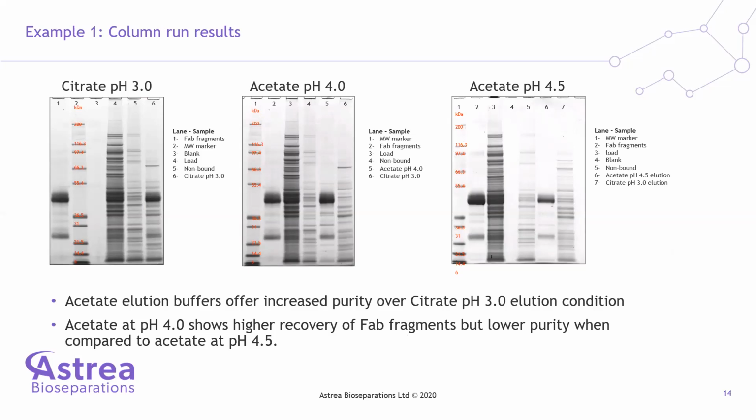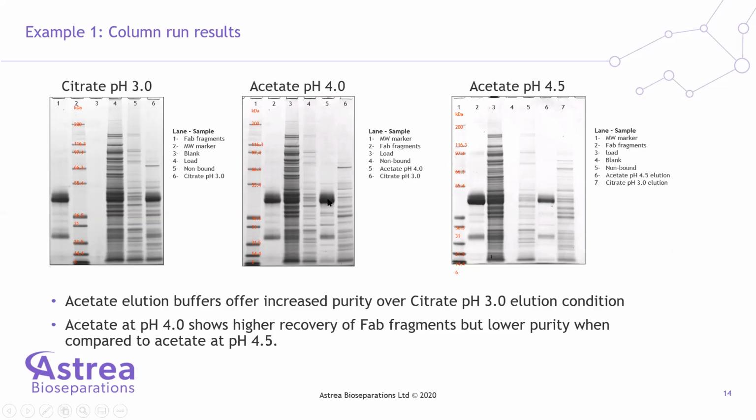So here in the first gel, we've got our starting condition with the elution just at citrate at pH 3. In our second gel, we've got the acetate at pH 4. And on our third gel, we've got our acetate at pH 4.5. So when looking at these gels, we can see for the acetate pH 4, we're getting a very strong target band for our Fab band in our elution in lane 5.